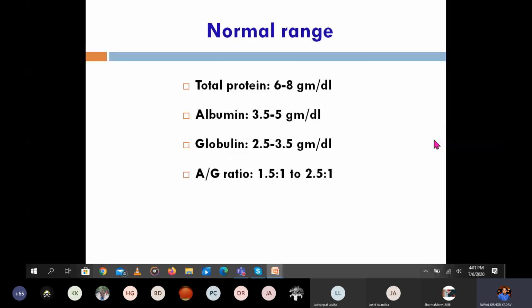Normal range. Again, the revision for you: 6 to 8 gram per dl for the total protein, 3.5 to 5.5 gram per dl for the albumin, globulin 2.5 to 3.5, and A/G ratio on average you can say 2:1.